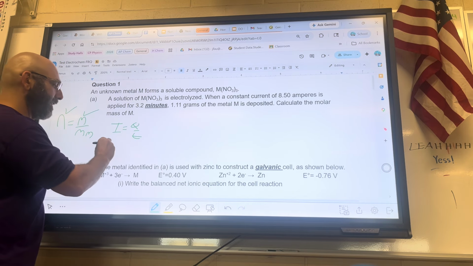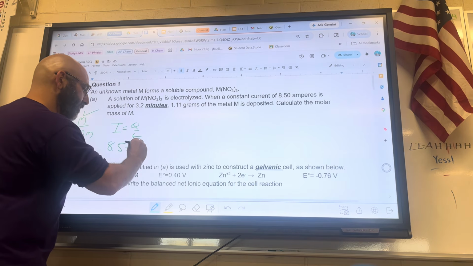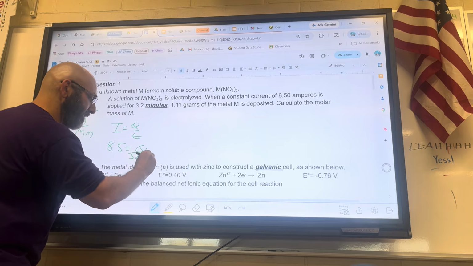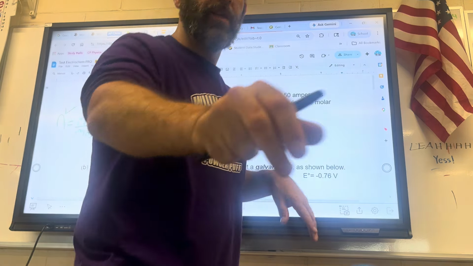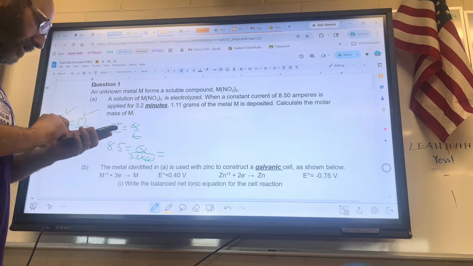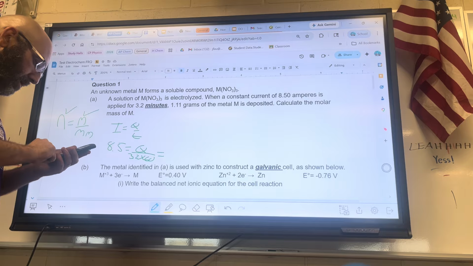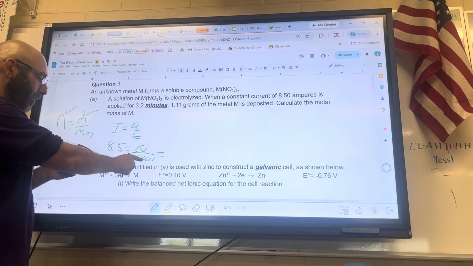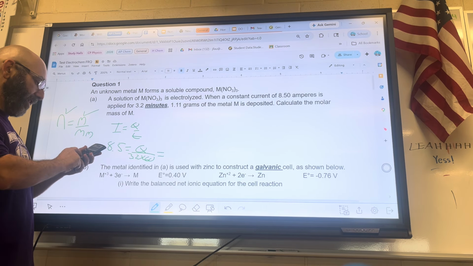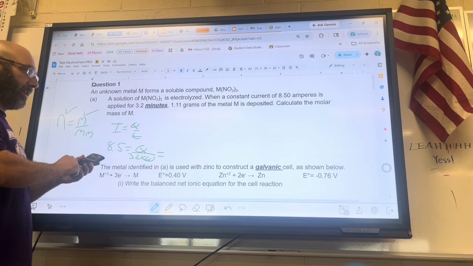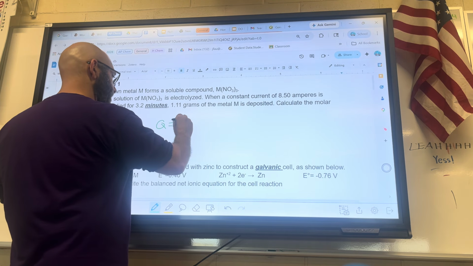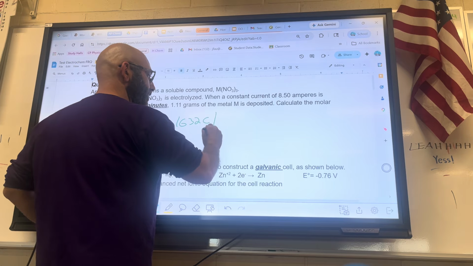I is 8.5 equals Q over 3.2 times 60, which is 192, and then we're going to multiply that by 8.5. We multiply by 60 because we have to go from minutes to seconds. Q is 1632 coulombs, right?